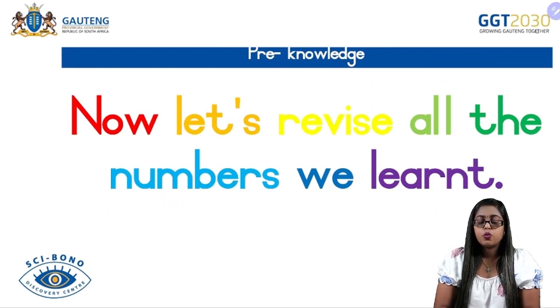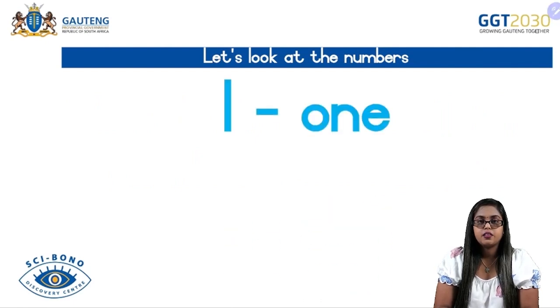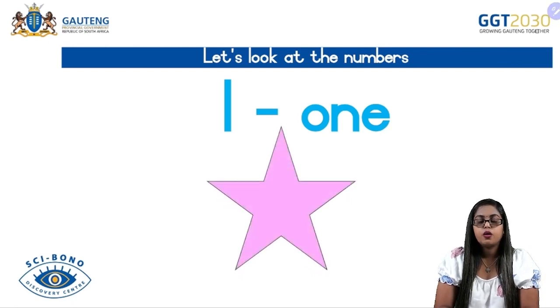Now we're going to revise all the numbers that we have learnt. I'm sure you remember them, but for those of us that don't, let's start with the first number, which is number 1. Remember, we spell number 1 as O, N, E. Again, O, N, E. For the number 1, we have one object. Do you know what shape this is? Well done. This is a star.